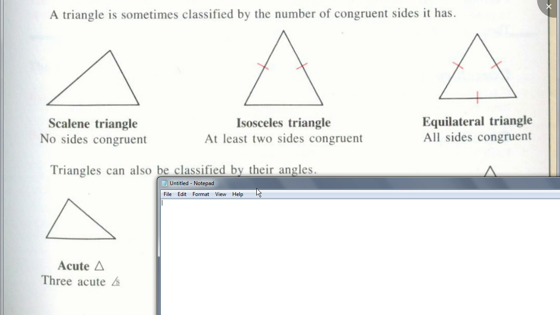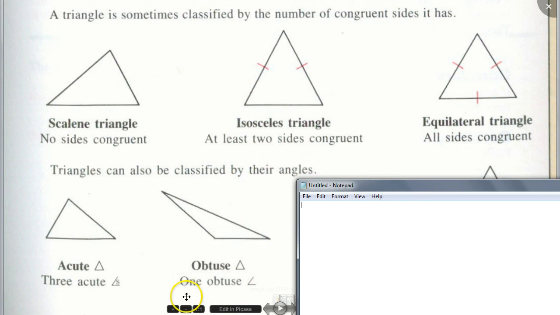Nicholas, you want to guess what this is called? Yeah, it's an obtuse triangle. Okay, very good. So if one angle is obtuse. By the way, can I have more than one obtuse angle in a triangle? It's impossible, right? It's not going to be a triangle.